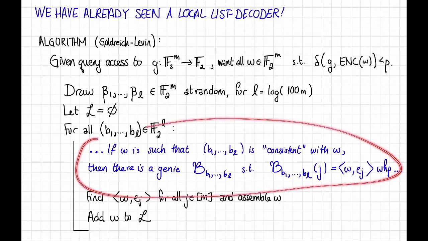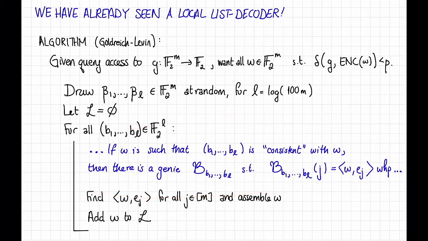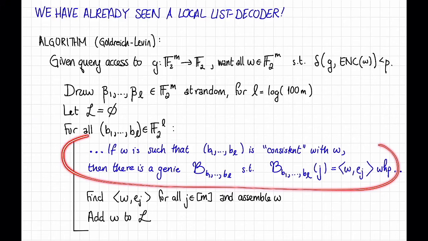Then once we defined this, we took this genie, this Bob, and we called it on all j from 1 to m. That helped us recover each of the m bits of w, which helped us assemble w. Then we added w to the list. So what we see here is that this step in blue is precisely a local list decoder, as per the definition on the previous slide.